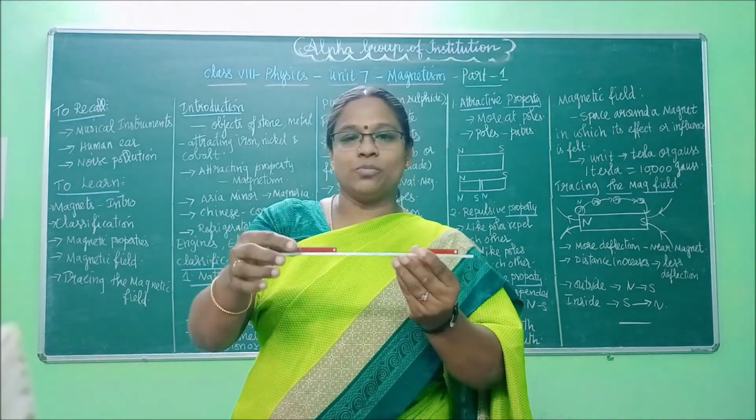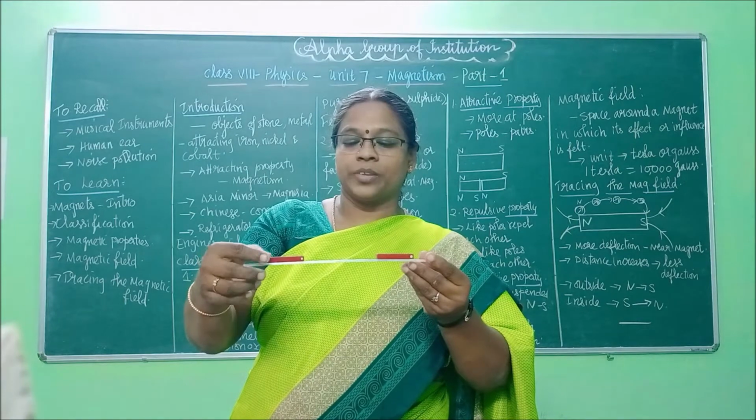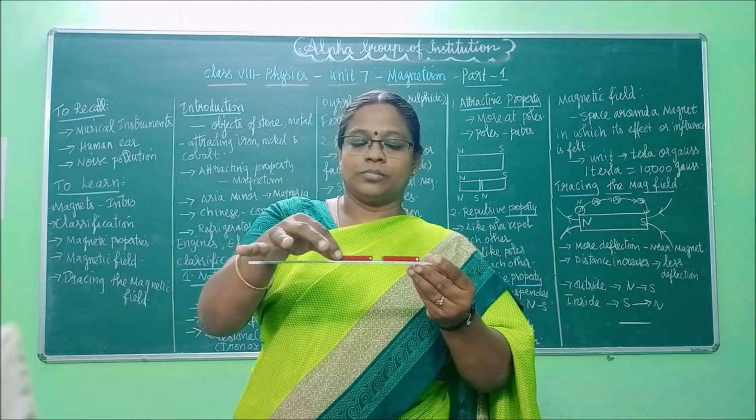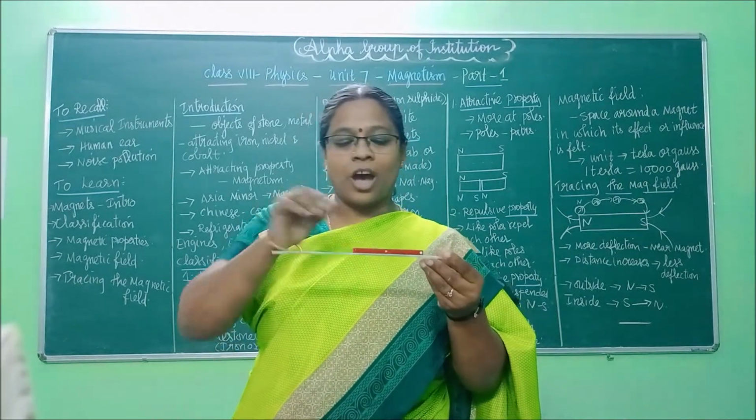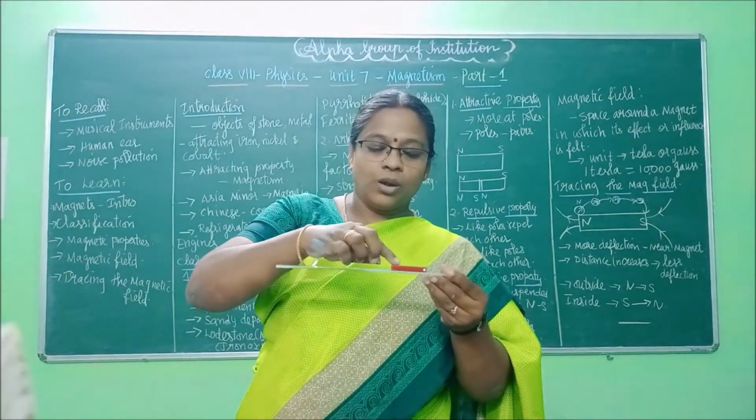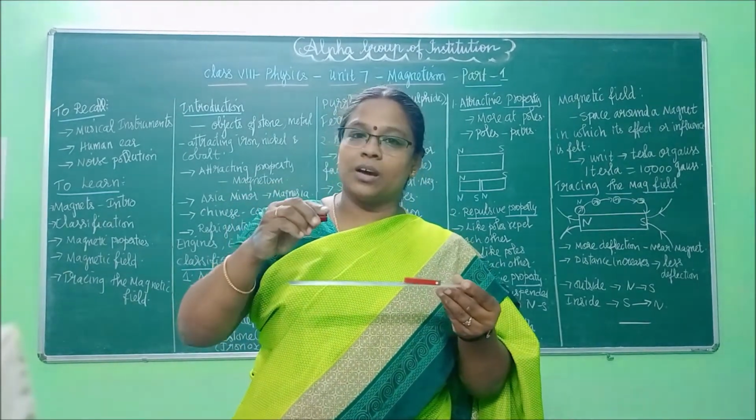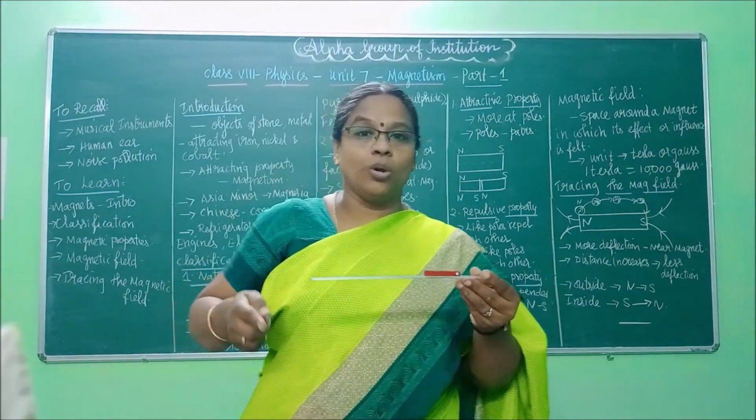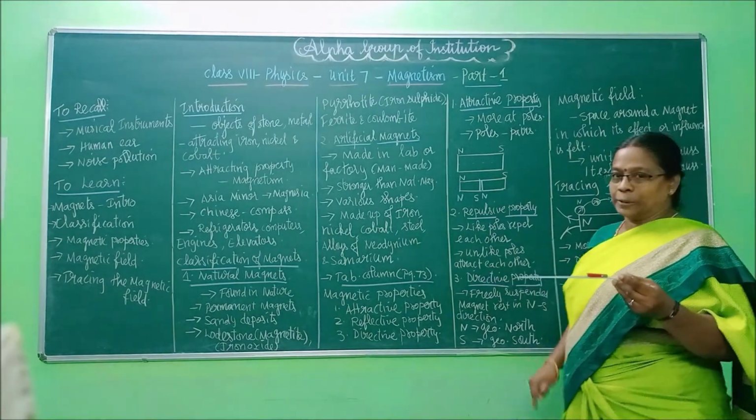Now I am trying to move these two. Let me see what happens. What happens? They got attracted. How? What pole is here? South. What pole was here? North. So they are unlike, different, opposite poles. So unlike poles will attract each other.